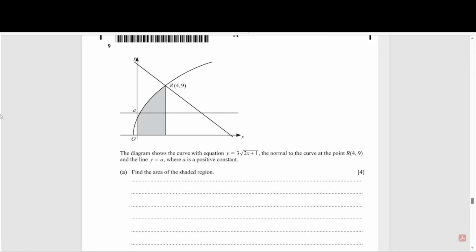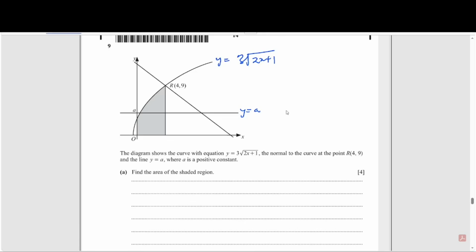So question number 9a. First of all, the diagram shows the curve with equation y equals 3 root of 2x plus 1. The normal to the curve at the point (4, 9), and then a line y equals a, also given over here. So this is a curve whose equation is given as 3 root of 2x plus 1, and then this straight line is the normal to the curve at the point (4, 9).